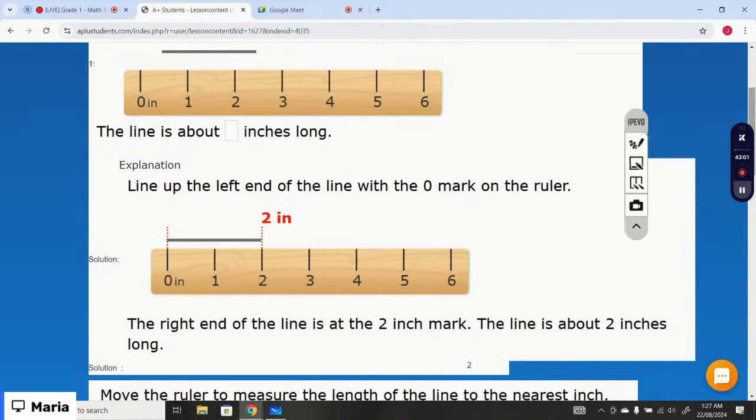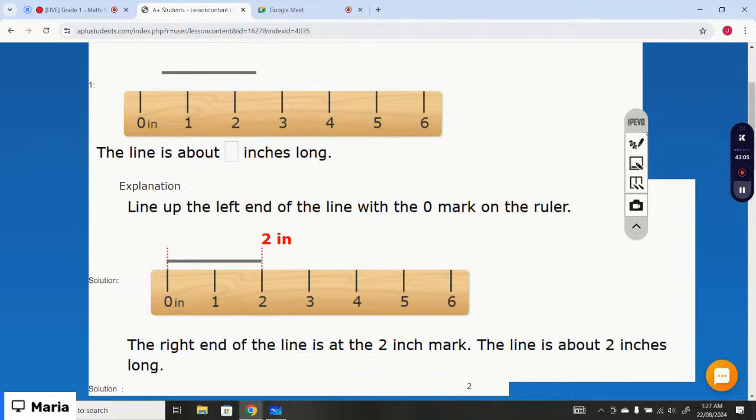And then you have to measure till the other end. The left end of the line must be lined up with 0, and you can measure the line up to the right end. So from here to here, that is 0 and it ended up on 2. So that means the line is 2 inches long. The correct option is 2 inches long. Got it?